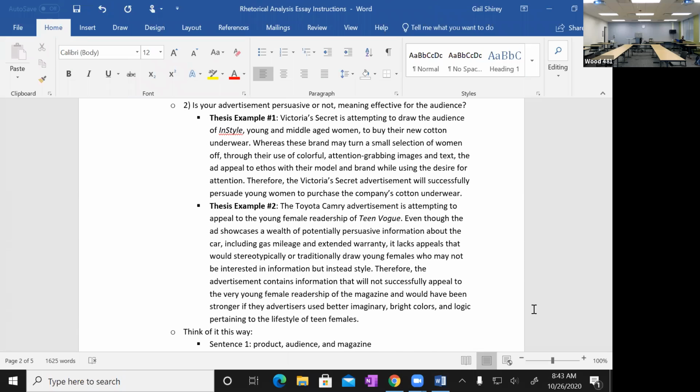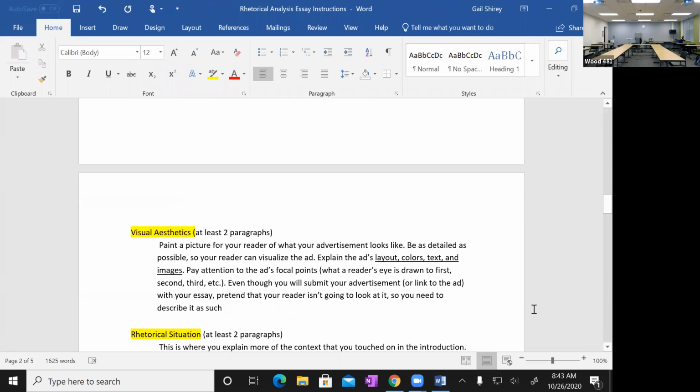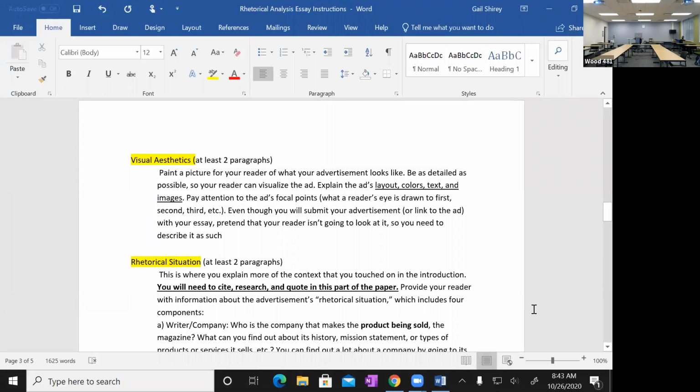Next section, visual aesthetics. This is going to be about 2 paragraphs. This is where you will go into detail about what the ad looks like. This is where I want you to use lots of descriptors and very detailed descriptors. You're painting a picture for the reader. Pretend the reader cannot see it and you have to explain it. Make sure you are addressing things like layout, where things are located, specific colors being used for specific items. Do not be generic. Don't say red, what kind of red.